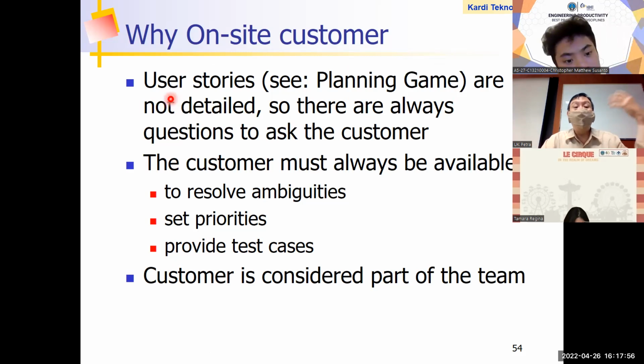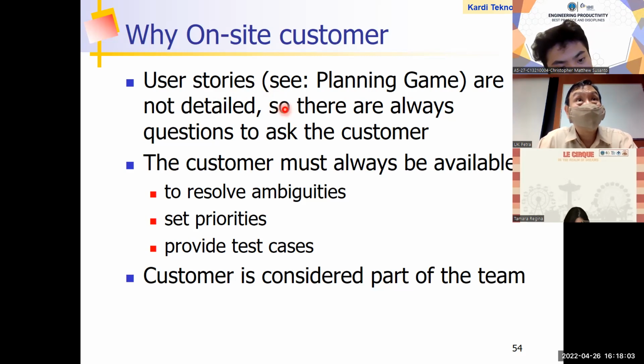Because we will create the stories, yeah? User stories that are not detailed. You can ask the customer, the representative of the customer. So the customer must always be available to resolve the ambiguity, yeah? To set the priority and to provide the test case. So these are the job of the customer representative, the three things here.